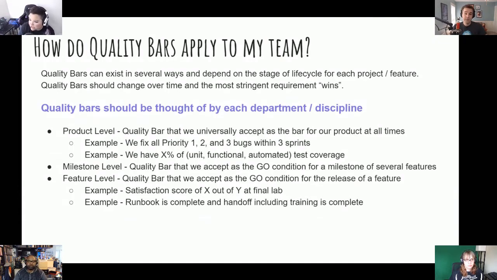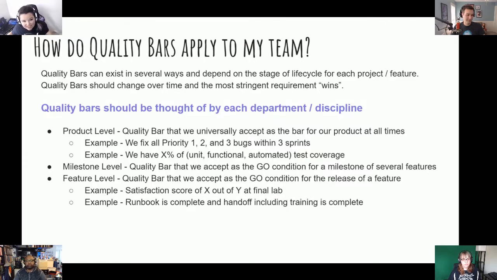Yep. I have milestone level listed here too. And I think that this tends to be the thing that we actually think about the most in game QA because we're always trying to hit that next milestone. And that would be the quality bar that we accept as the go condition for a milestone of several features. So what we've done innately in game QA is made quality bars through go, no go processes. But we're generally allowing the production folks to facilitate that conversation. If we change this to be a systematic, very measured approach, there really isn't a facilitation other than a conversation of us looking down the list of our quality bars and saying we're ready to go. So this is an improvement on speed when it comes to milestones.